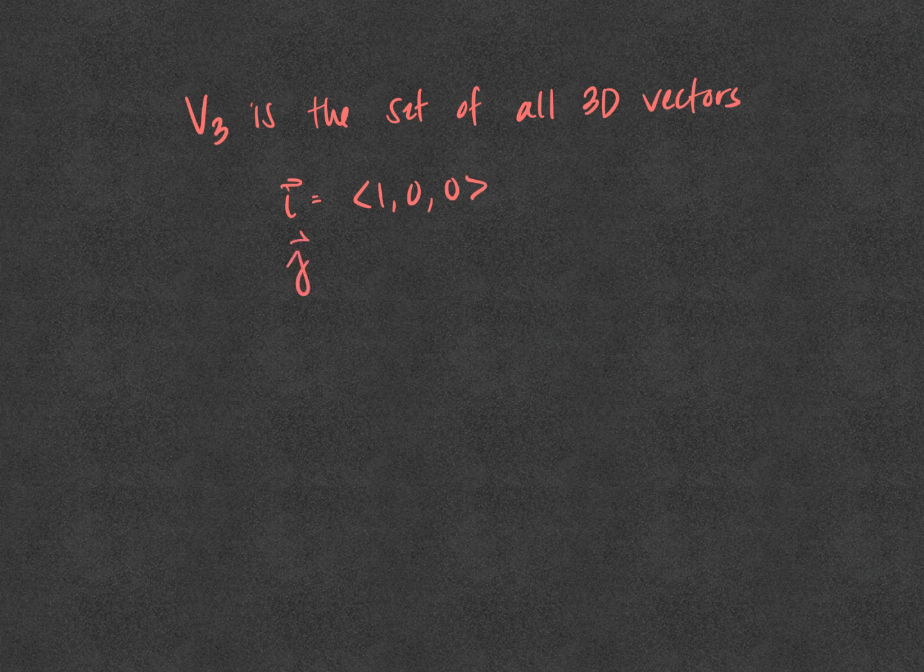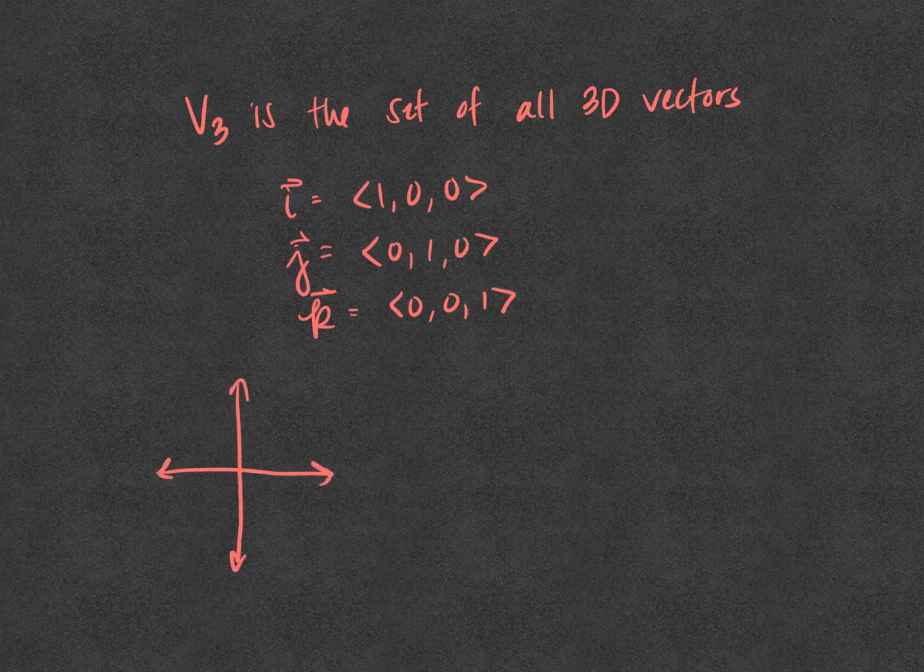And the second one is vector J. We tend to write it with the cursive J with the vector notation, and it's 0, 1, 0. And the third one is K, and it's the vector 0, 0, 1. Now in two-dimensional space, they don't look like that. That one's in three dimensions. We're going to talk about two-dimensional first. So in V2, we would have I equals 1, 0, and J equals 0, 1.